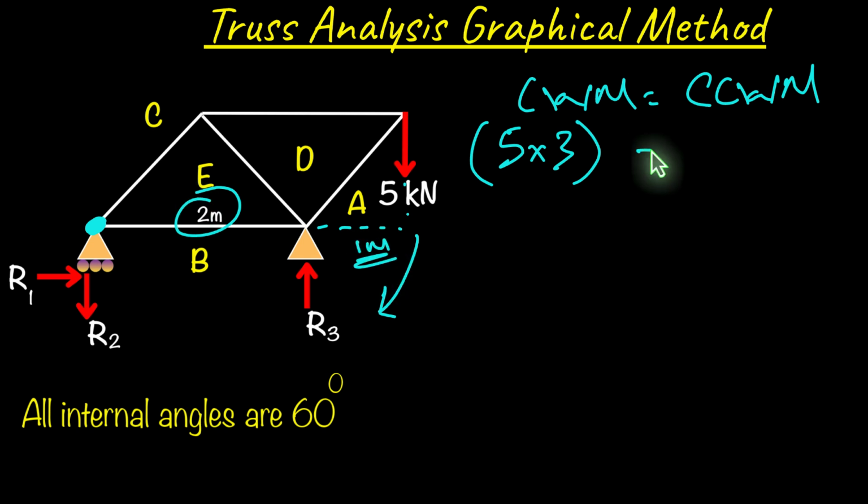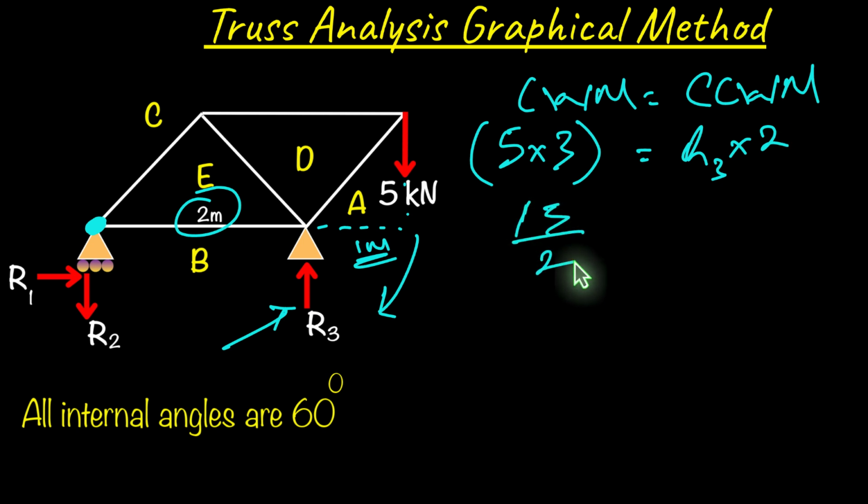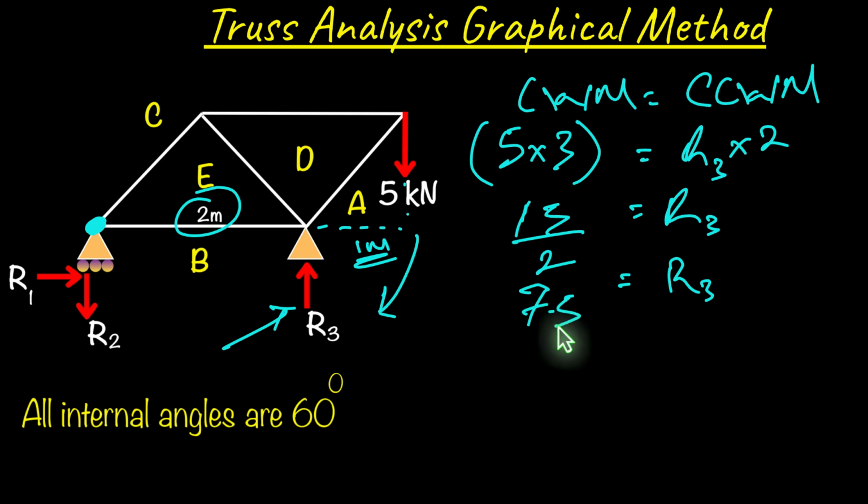Now the next force that we have is our R3, which is trying to pivot counterclockwise. So R3 is going the opposite direction. So we'll just simply have R3 multiplied by 2. And what we have left is 15 divided by 2, and that's R3. So our value for R3 is equal to 7.5 kilonewtons.